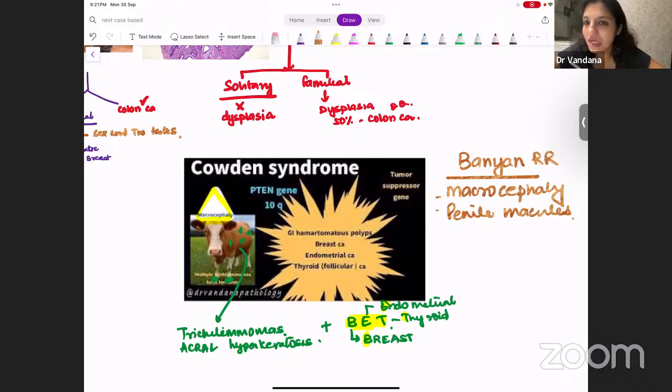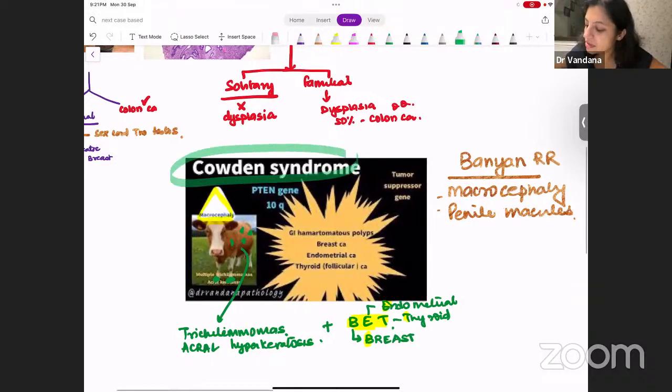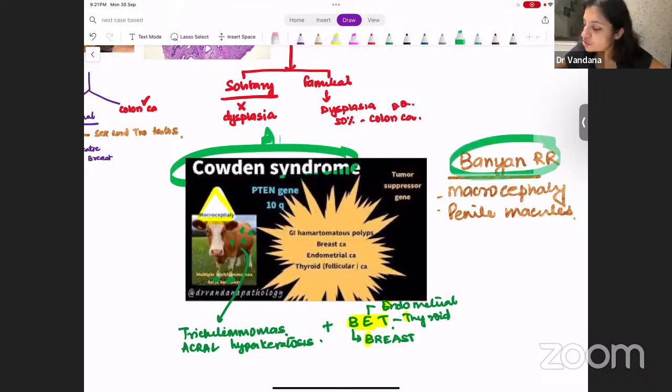And what is the difference between Cowden and Bannayan apart from the clinical features? See, Cowden syndrome always occurs in adults. Bannayan syndrome usually occurs in neonatal life. So that is the difference. This is a condition which occurs in neonates, and Cowden usually occurs in adults.